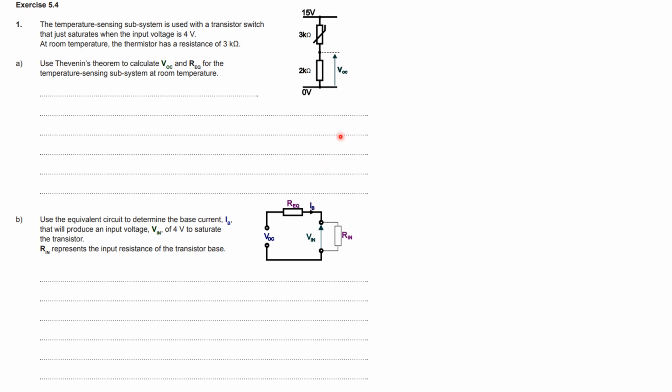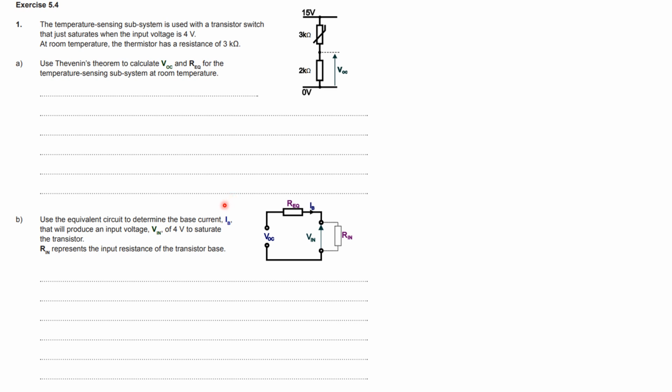Okay, so this is a question regarding Thevenin's theorem. This comes up all the time in various different questions, but it's relatively straightforward. Thevenin's theorem, you just need to know how to do it. But that's a potential divider.